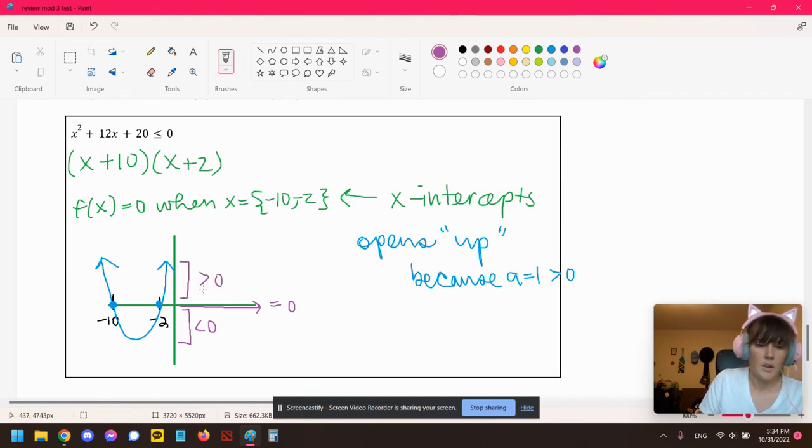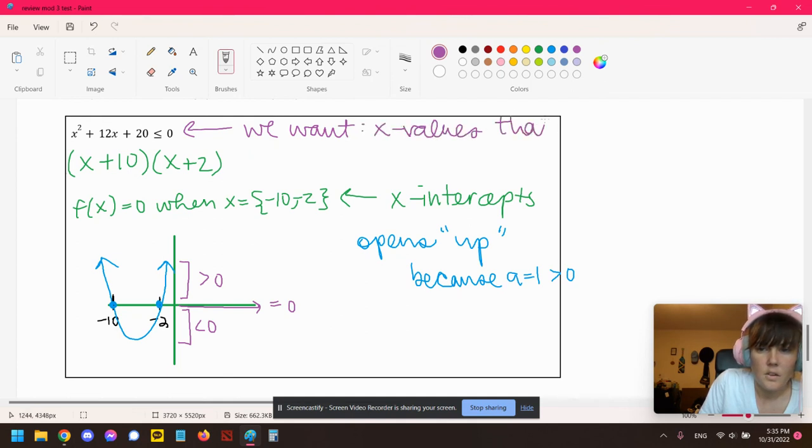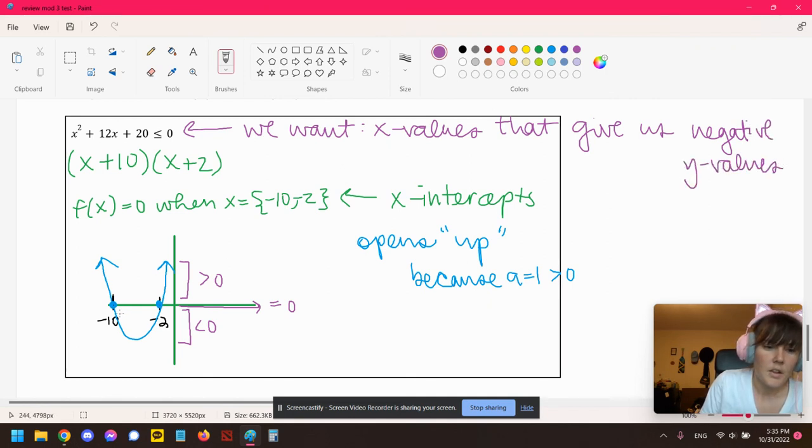So when I look at the x's, we want the x values that give us negative y values. These are all the negative y values. It's actually negative or 0 y values. So these are all the negative or 0 y values. So these are all the x values for which we actually got those.